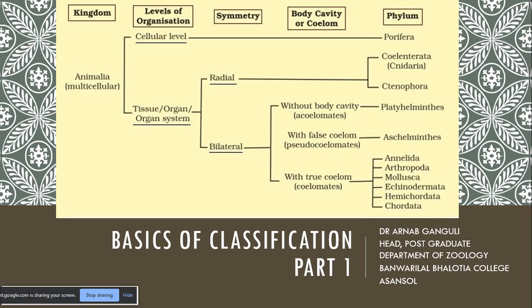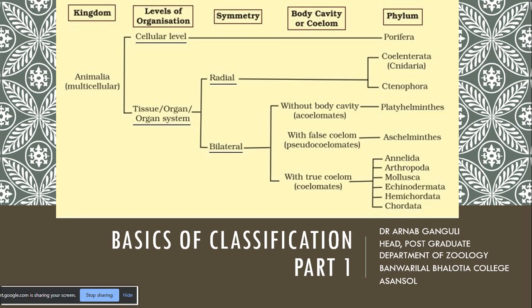You're talking about animals. So this is animal. Then you go to a level of organization. The level of organization can be a single cell, or it can be a tissue. A tissue is a cell which has got a specified function. Then you have an organ. Several tissues together form an organ. Several organs together form an organ system.